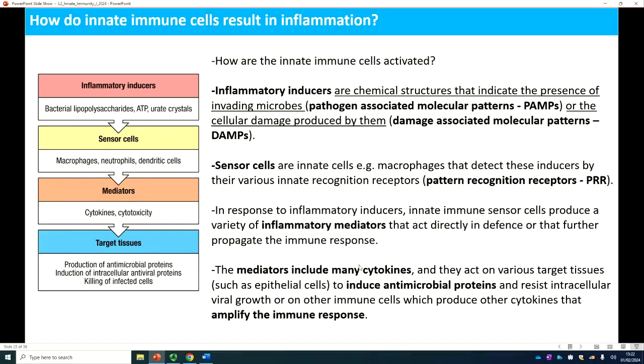And so as already mentioned, these mediators include cytokines, and they can act on epithelial cells to induce the production of antimicrobial proteins, and that will help in our immune response and hopefully fight off the pathogen, but they can also help to amplify that immune response. And we'll go through cytokines throughout the module as well.